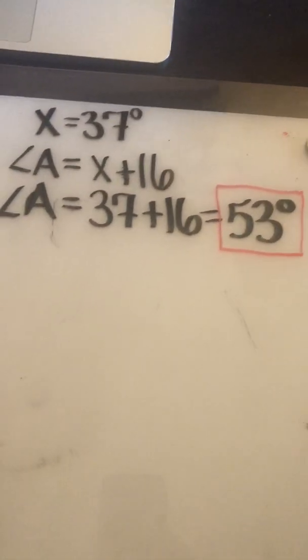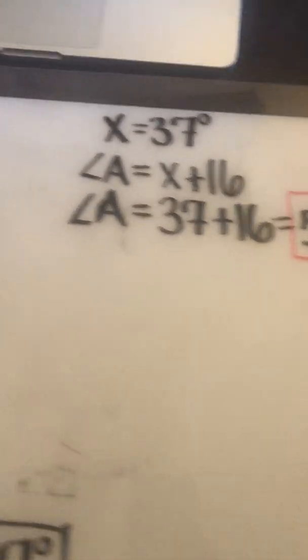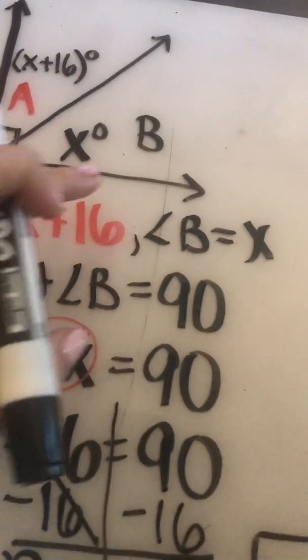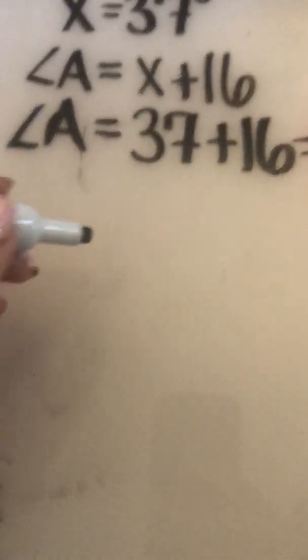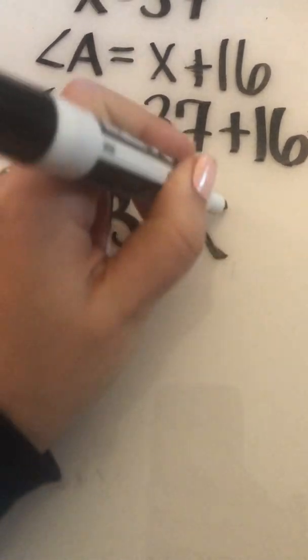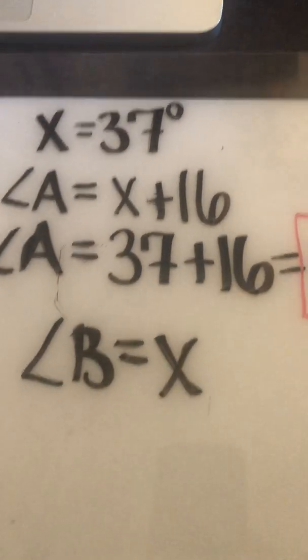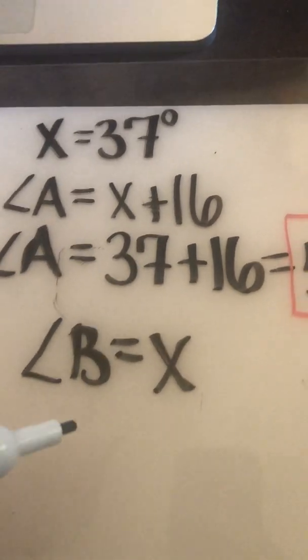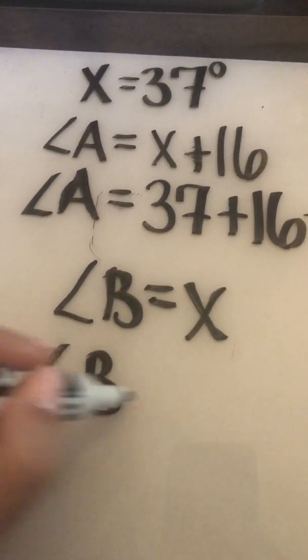Okay? Then if I go to angle B, it was equal to x, so we actually don't have to do too much work for that. We're going to write angle B equals x, and since angle B is x, angle B is 37 degrees.